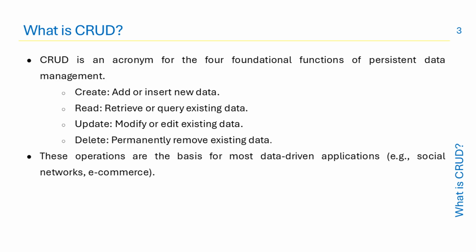Update is the third operation. It allows us to modify existing data. Changing your profile picture or updating your shipping address are classic examples of an update operation. Finally, delete is the fourth operation, which permanently removes data from the system. When you delete a post from your social media feed, you are executing a delete operation. Essentially, almost every interaction you have with a modern application, from a simple mobile app to a complex enterprise system, can be broken down into one or more of these four CRUD operations. Mastering them is the first step to becoming proficient in database management.